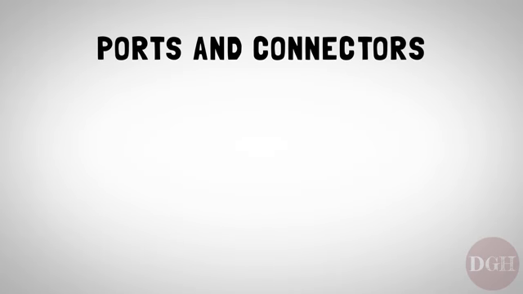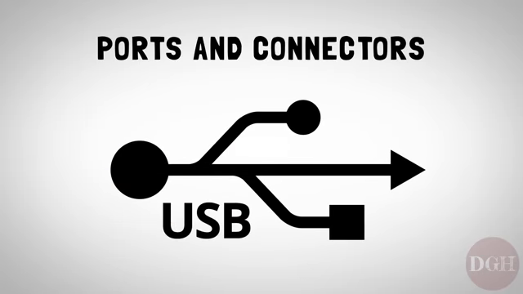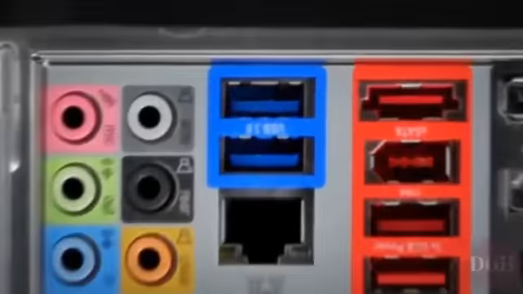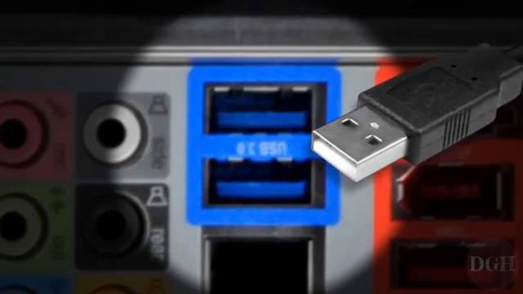All peripherals need a way to connect to a computer, so let's take a look at the different types of ports and connectors. First is the most common of all, USB. USB stands for Universal Serial Bus, and it's a type of connector found not only on computer peripherals, but on gaming consoles, TVs, DVDs, and Blu-ray players, car audio systems. USB is nearly everywhere. When you see a port that looks like this on the back of a computer, regardless of the color, that's a USB port.